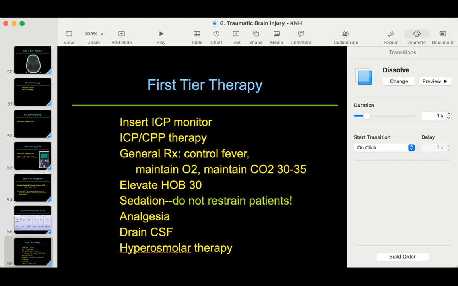Thank you. All right, thanks, Doc. The other question is, why is motor score the most important indicator of prognosis when using the GCS relative to eye-opening or verbal response?